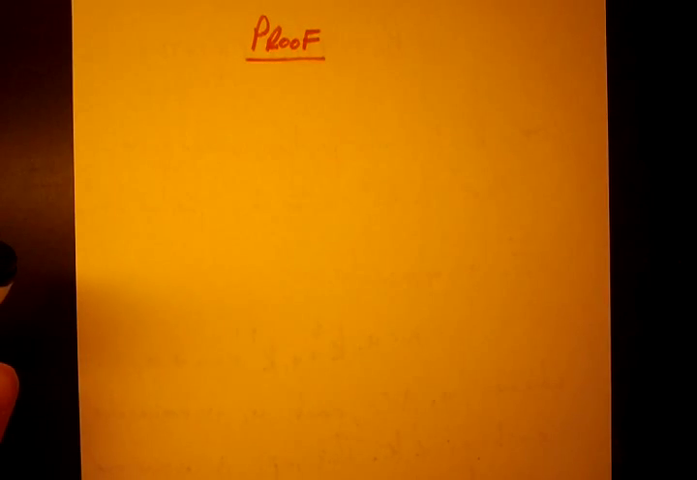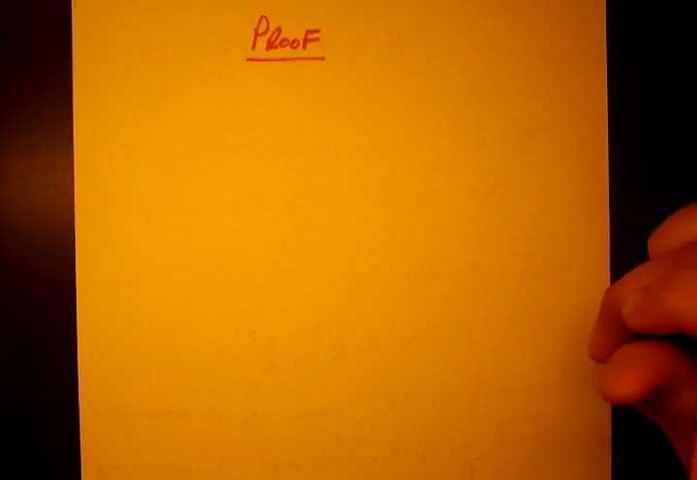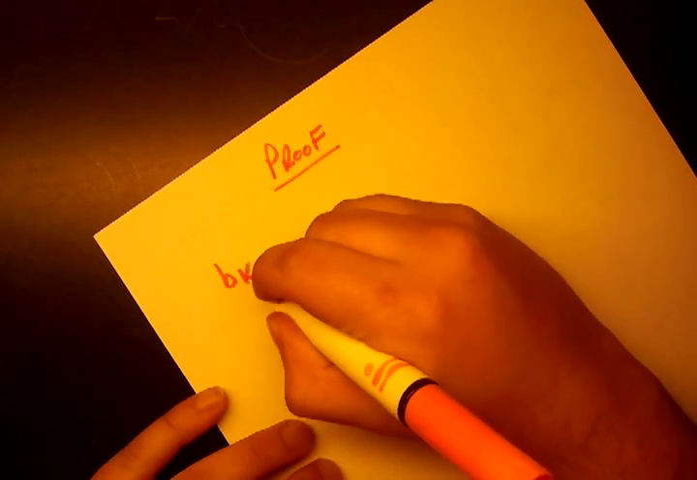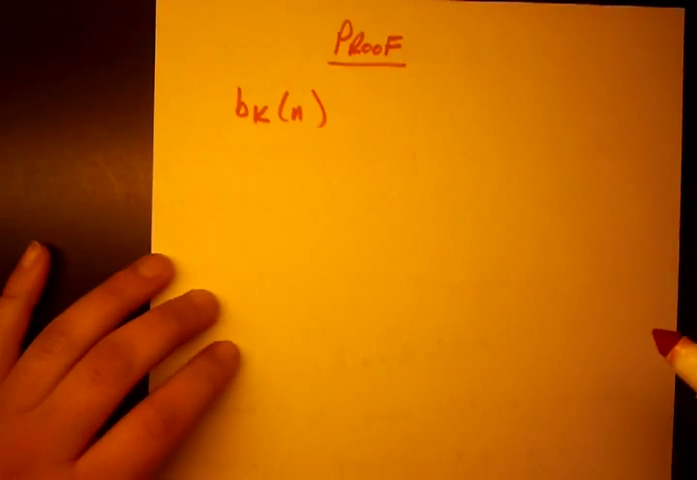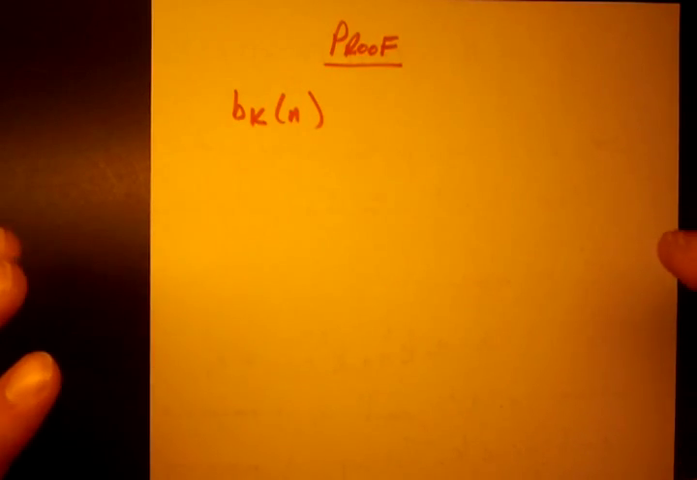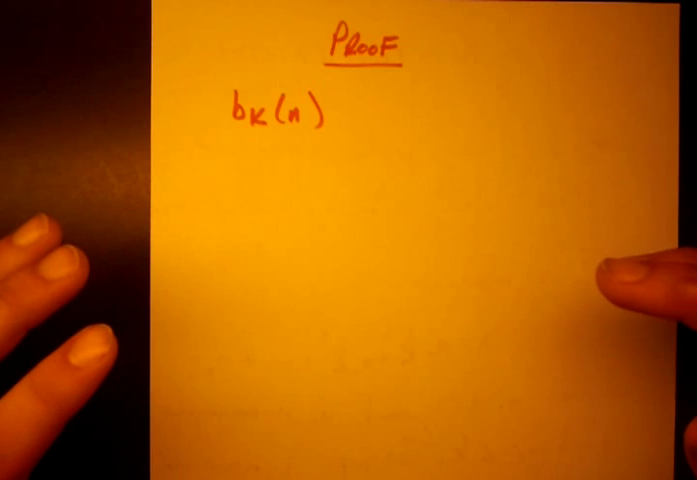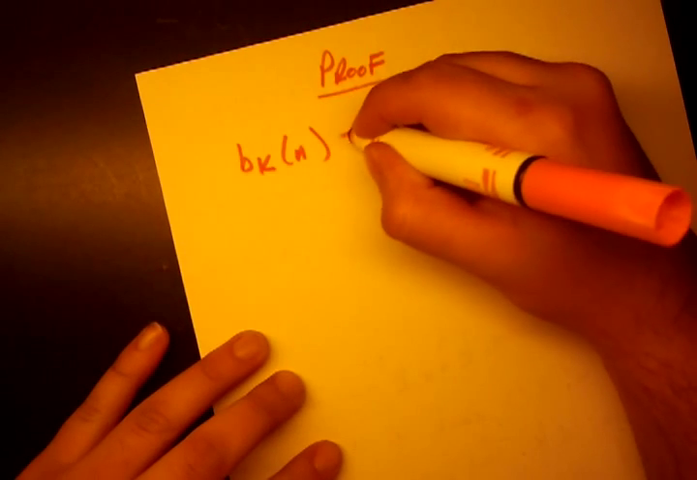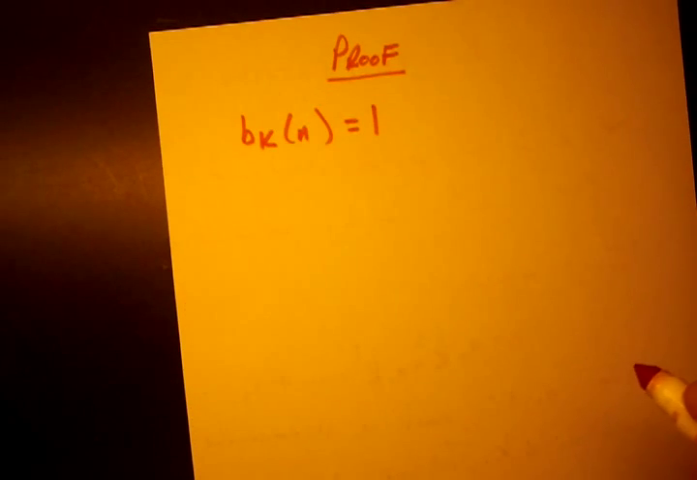In this video, we're going to prove the basis representation theorem. So first, let's introduce some notation. We're going to say that b sub k of n is the number of representations of n to the base k. And if the theorem is true and there's only one representation, then we're going to set out to prove that this equals 1. So let's do it.